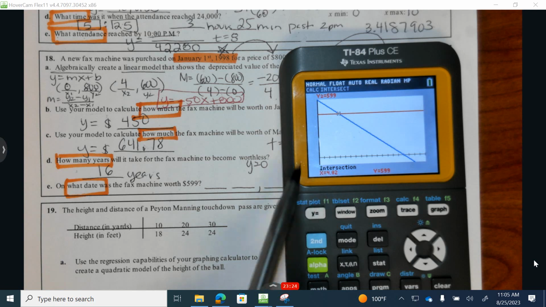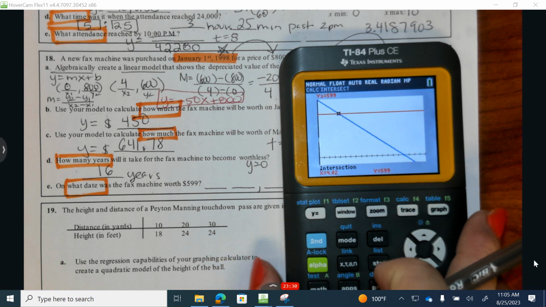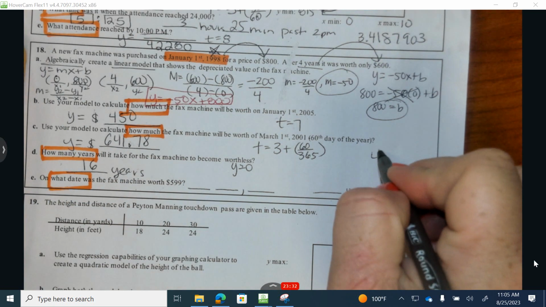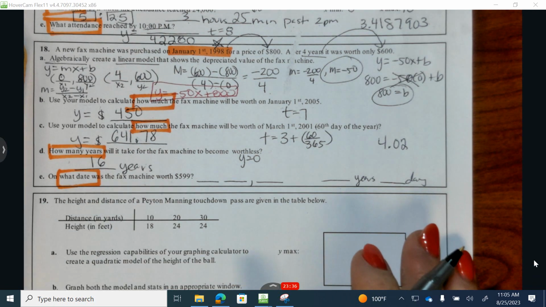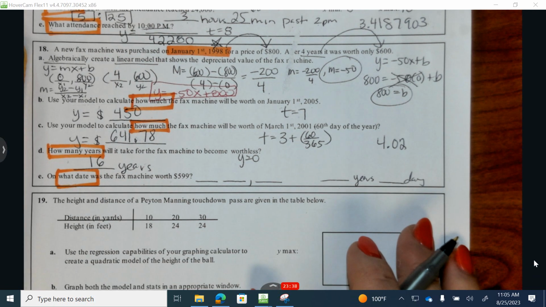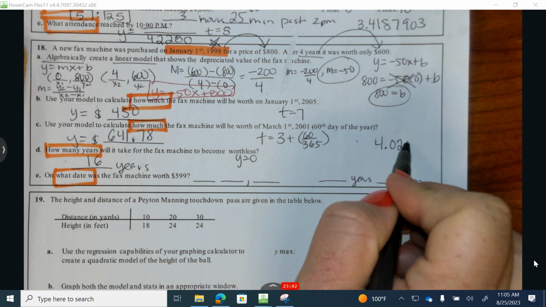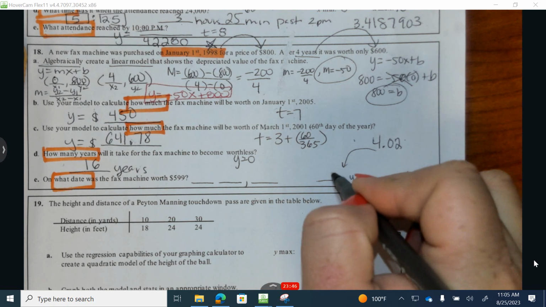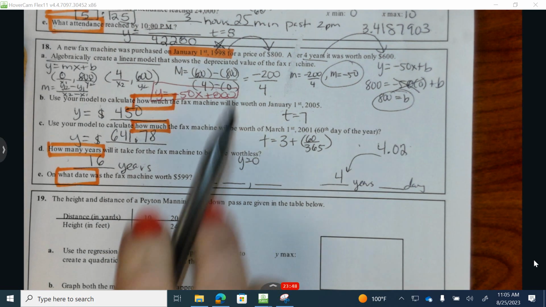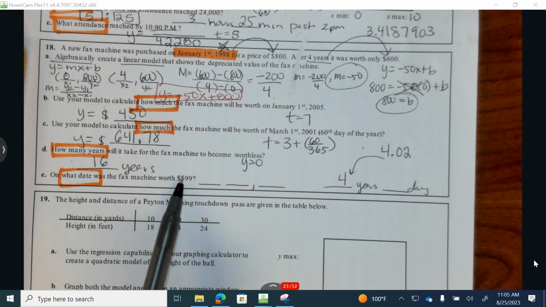If you and your partner have an answer of 4.02, can you put a green cup on top, please? 4.02. So what does this mean? What does 4.02 mean? Let's come down here. This means it would be 4 years past this initial purchase date until the value is $599.